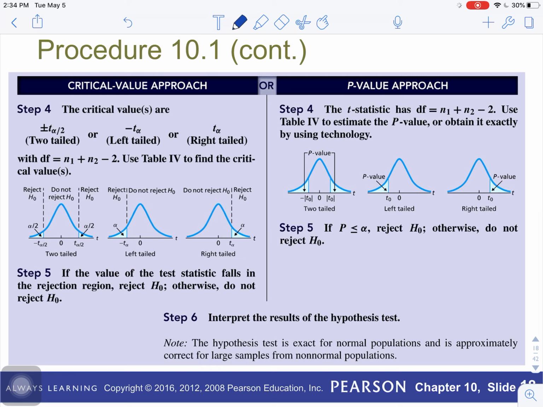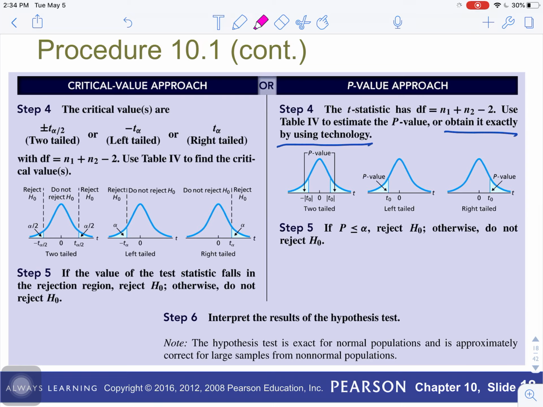I am going to let you know right now, whenever we're talking about the test statistic dealing with t, you do not have to use the p-value approach. I do not require you to do that p-value approach at all, because you will have to use technology, and it'll actually say obtain it exactly using technology. I don't require that. If you do, that's awesome, but it is definitely not required.